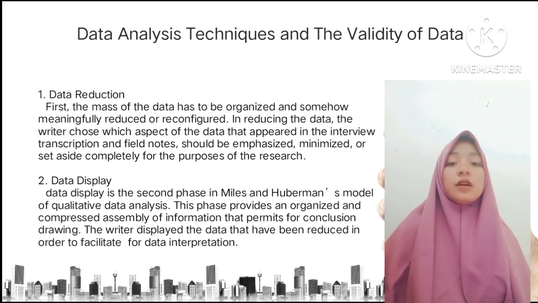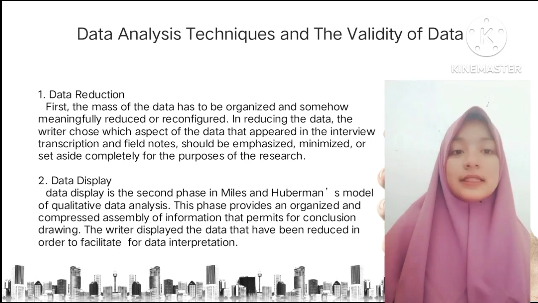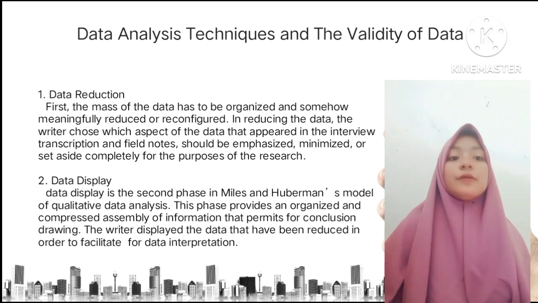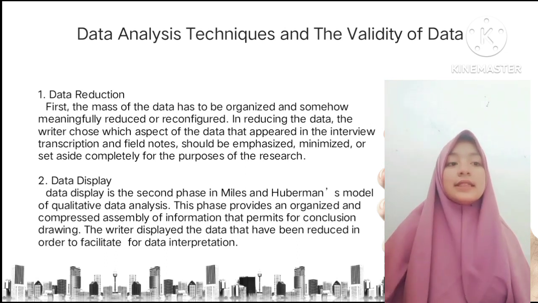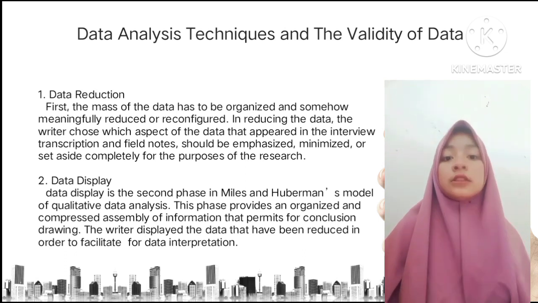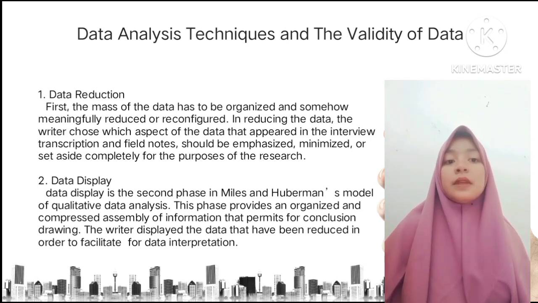We go to how the researcher finds the data, or data validity. Okay, the first is data reduction. The mass of the data has to be organized and somehow meaningfully reduced or reconfigured. In reducing the data, the researcher chooses which aspects of the data that appear in the interview transcription and field notes should be emphasized, minimized, or set aside completely for the purpose of the research.